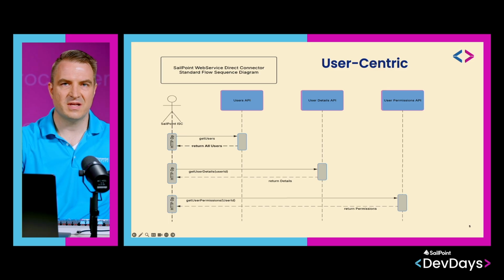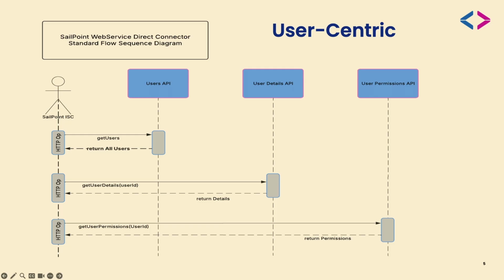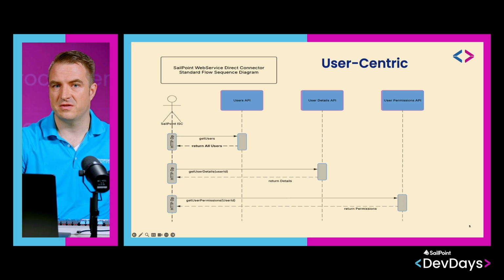So what does this look like in the standard web service? If you were going to make a call to a user-centric data source, you would have your first call be to the get users. So you would get the users and come back. And then if there's additional data that you need to get for the user, you would add a second and or a third HTTP operation. And as shown here, we have one that's called get user details, and that goes out to the user detail endpoint and brings back the data. And then we have one for get permissions, and then that brings back the data.